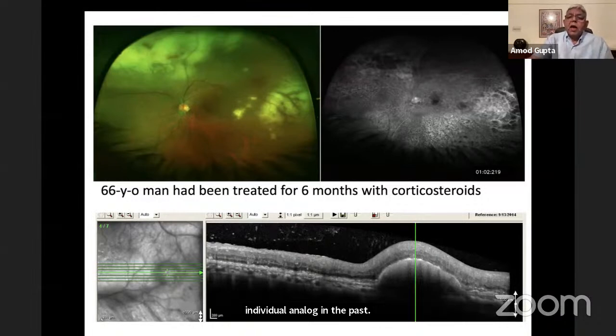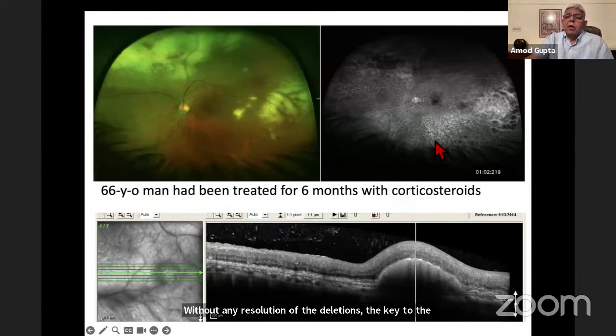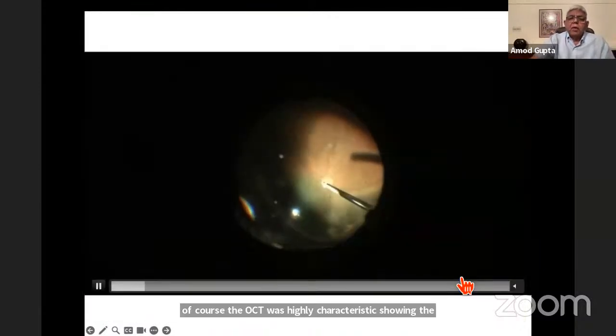The key to the diagnosis, or suspicion that we were dealing not with uveitis but primary vitreoretinal lymphoma, was this kind of appearance. You can see a leopard skin appearance on fundus fluorescein angiography. And of course, the OCT was highly characteristic, showing the sub-RPE deposits of this amorphous, hyperreflective material.